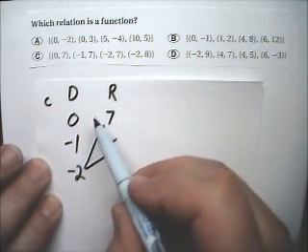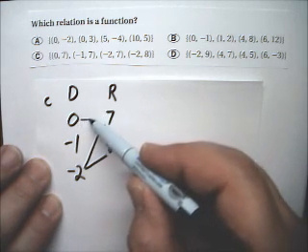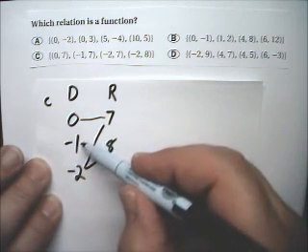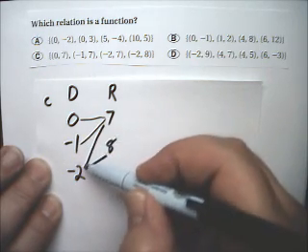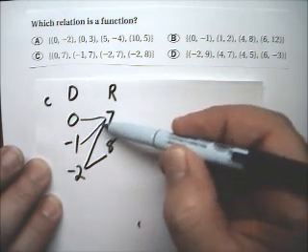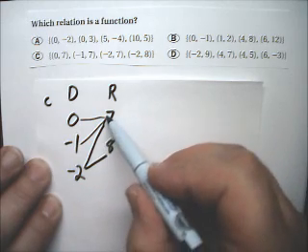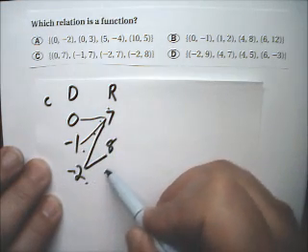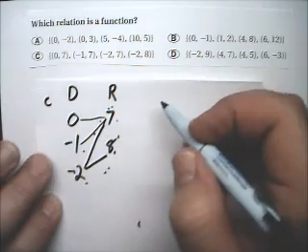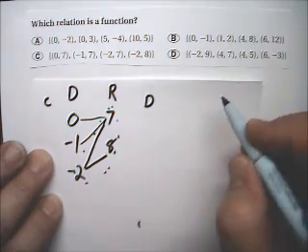The fact that the 0 maps to a 7, and the -1 maps to a 7, and the -2 also maps to a 7. This is a fork going that way, and there's no problem with that. It's this fork that has one domain mapping to two different ranges, which makes it not a function.